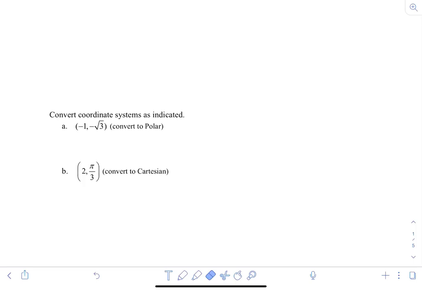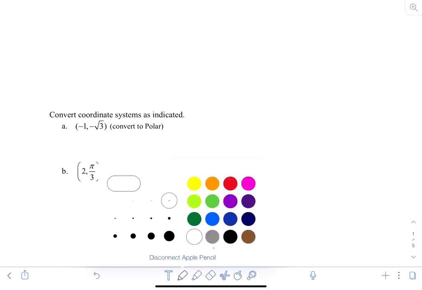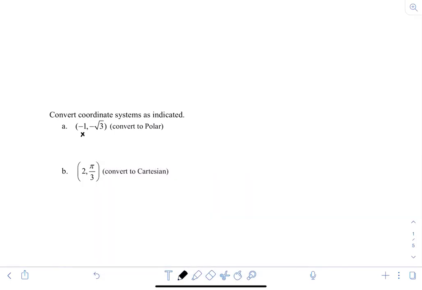Hi, so for this example, we're going to go over converting coordinate systems between the polar coordinate system and the Cartesian coordinate system. So let's take a look at going from Cartesian to polar. Keeping in mind that Cartesian is our xy coordinate system, this point (-1, -√3) would have x being -1 and y being negative square root of 3.